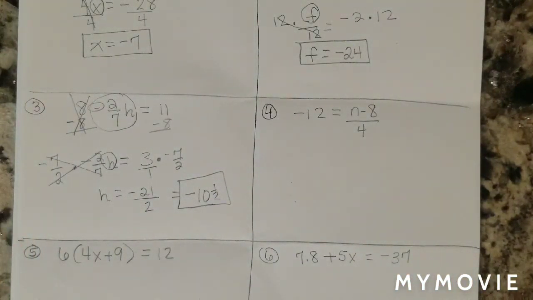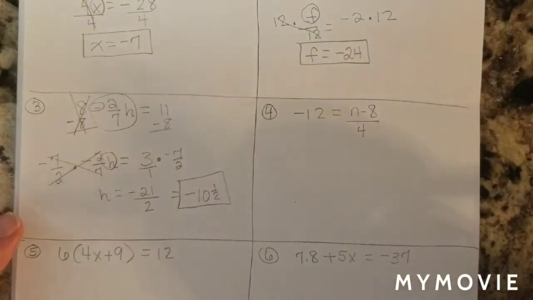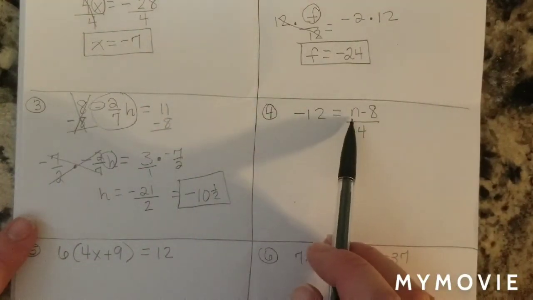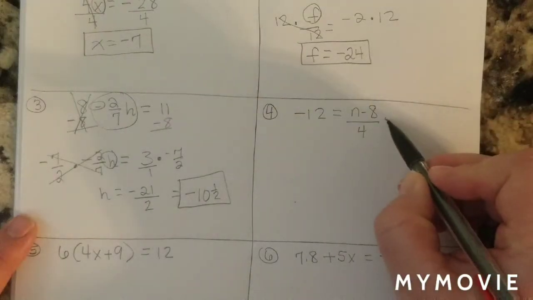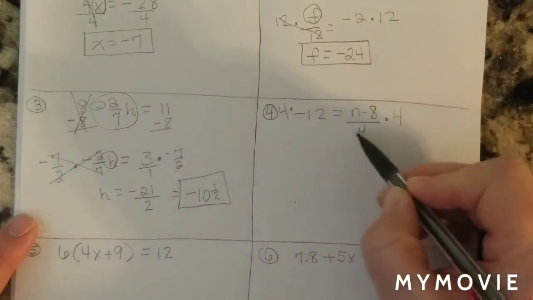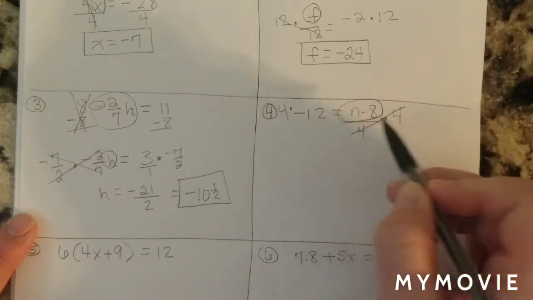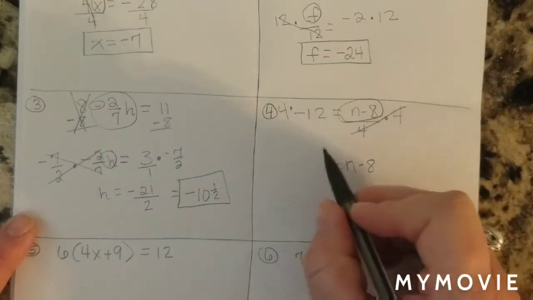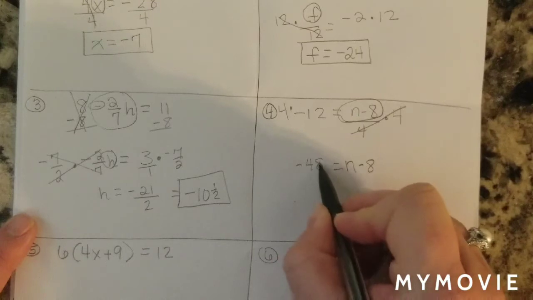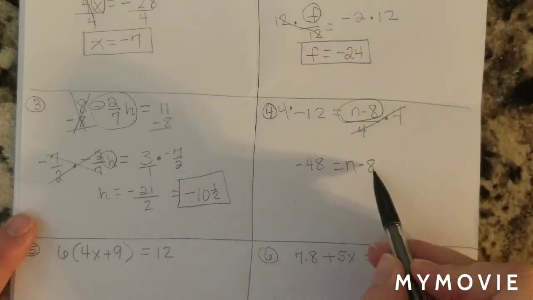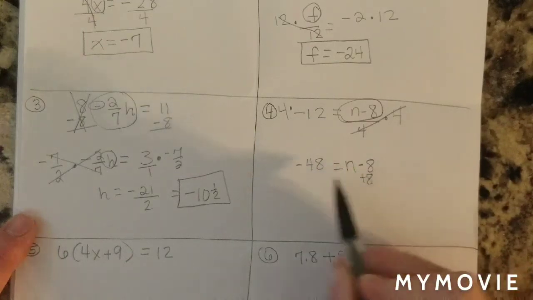All right, let's look at the next one. We have negative 12 is equal to n minus 8 over 4. So it doesn't matter what order it's in, we still need to get this n by itself. So we can multiply both sides by 4. So that equals 1, so we're left with n minus 8. And 4 times negative 12 is negative 48. Now we still need to get n by itself, and right now 8 is being subtracted, so we need to add 8 to both sides.